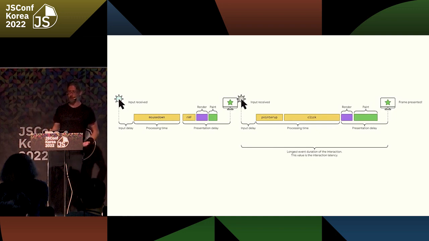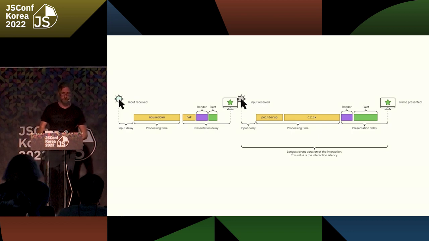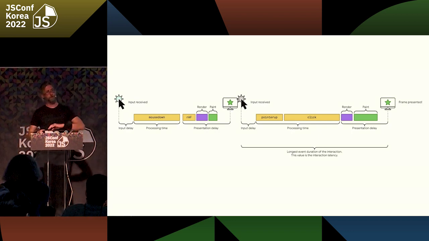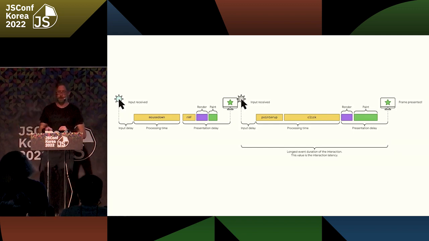A single interaction can contain multiple input delays, event handlers, and presentation delays. For example, here you see a mouse interaction where a frame is presented after the user pushes down on a mouse button. But then when the button is released, a new batch of event handlers and rendering tasks must run in order to present additional feedback as the interaction is finished. In cases where there are multiple event handlers in a single logical user interaction, the longest event duration of the interaction will be chosen as the latency for the logical interaction.